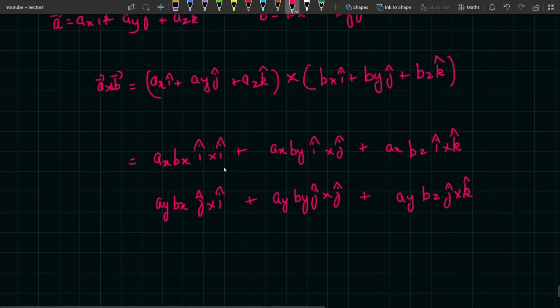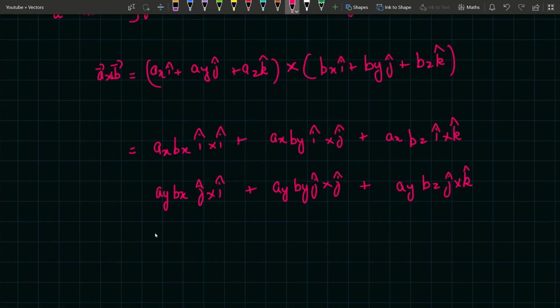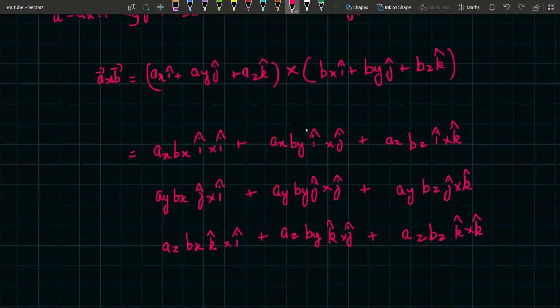And the next three, that is Az to all the three things, that will be Az into Bx K cap cross I cap plus Az into By K cap cross J cap plus Az into Bz K cap cross K cap. So now we just have to do all these 9 cross products. If you do that, then the answer will be done. How to do that?